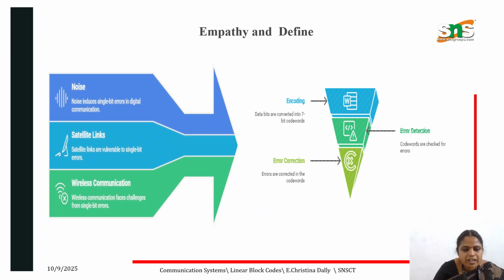So we have to identify the problem statement. Here there will be noise. The noise will be induced in digital communication, and there will be satellite links. The links will be vulnerable to single bit errors, and in wireless communication we are going to face a lot of channel problems. While defining that part, we have encoding, error detection as well as error correction. The code words are checked for error detection, the data is encoded, and we are using error correction technologies.